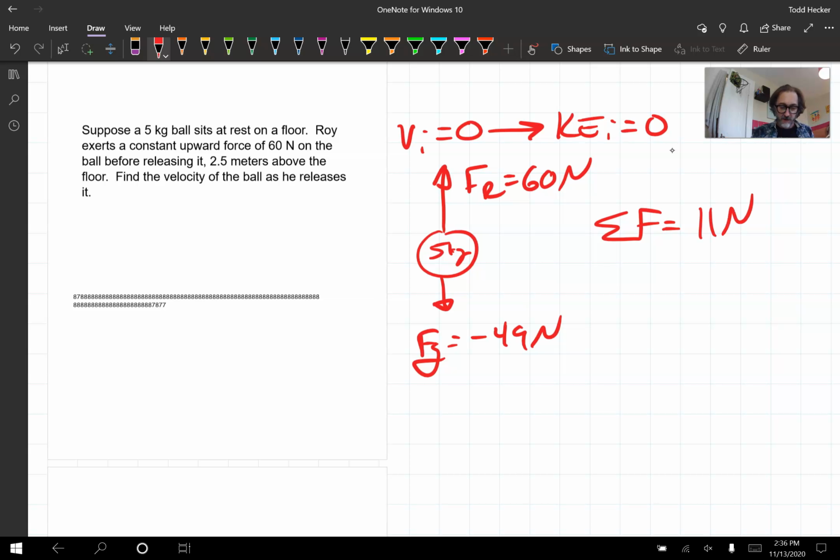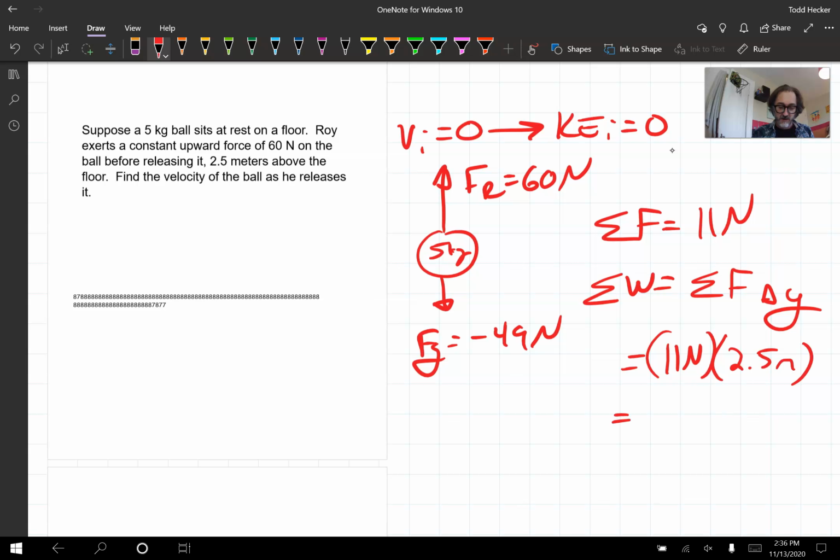Oh, well, then I can find my net work, right? Because that's just going to be my net force, which is constant, times my displacement, which happens to be vertical here. So I've got 11 newtons times 2.5 meters. It's going to give me 27.5 joules is my net work. But what the work kinetic energy theorem tells us is that that net work is also my change in kinetic energy.